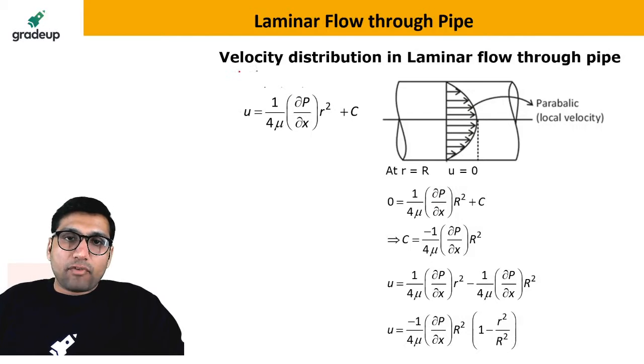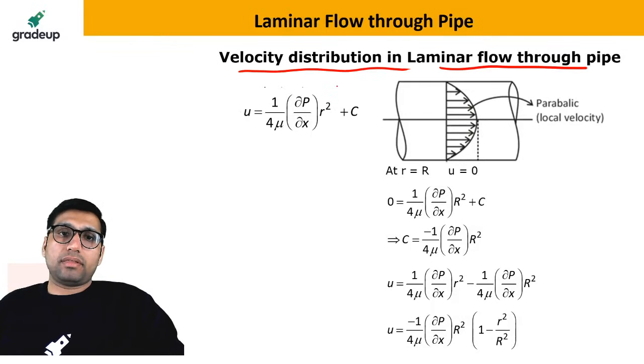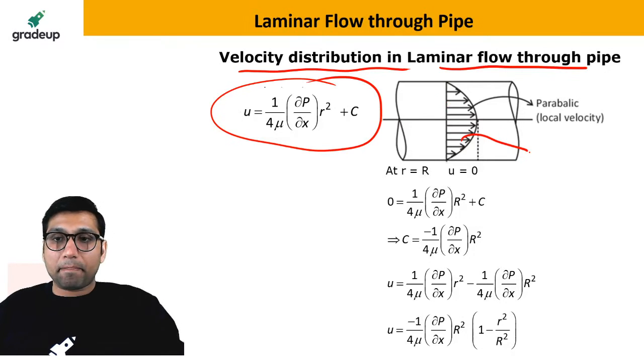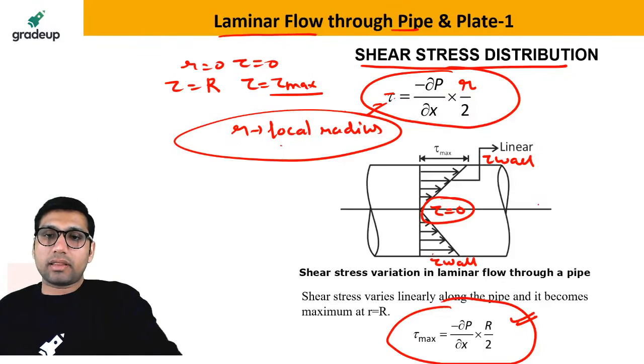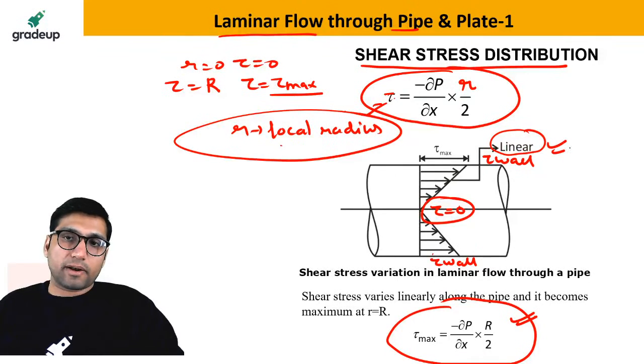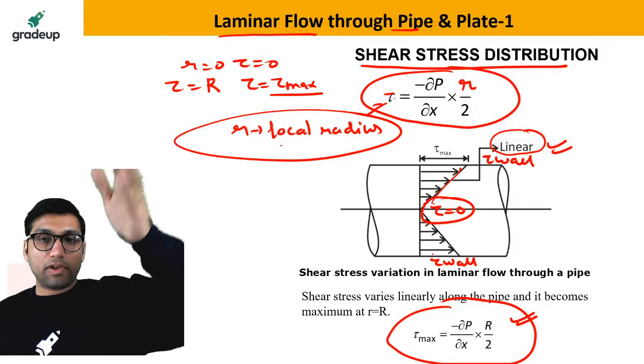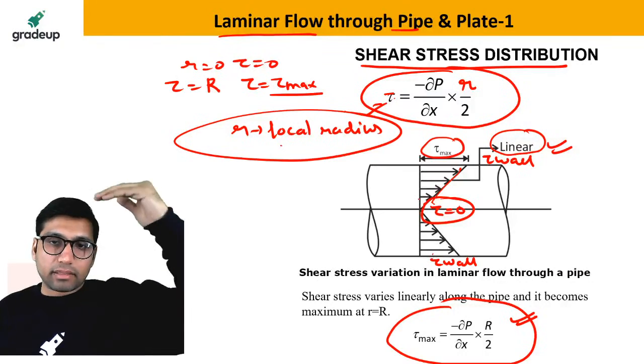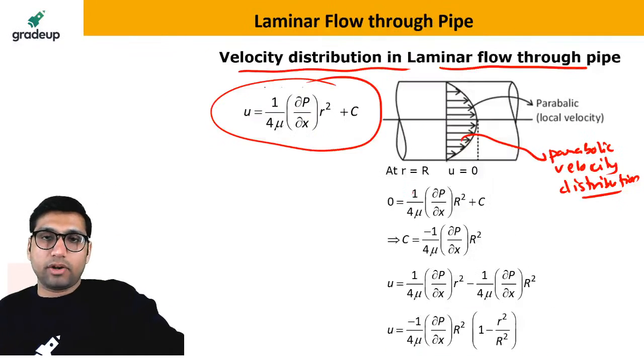Next is the velocity distribution in laminar flow through pipe. This is how you will get the velocity distribution. The velocity distribution for laminar flow through pipe is parabolic. It is very, very important. And what is the shear stress? Shear stress distribution is linear. It is 0 at the center and it increases as we move toward the wall of the pipe, where the shear stress becomes maximum. At the center of the pipe, the shear stress will be 0.